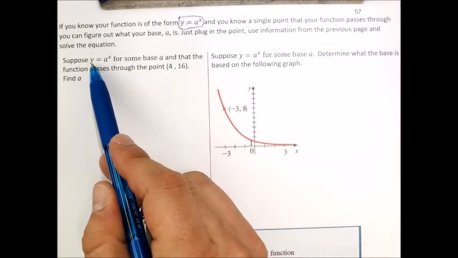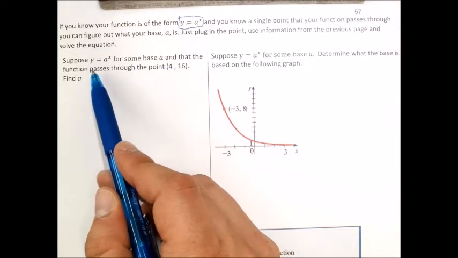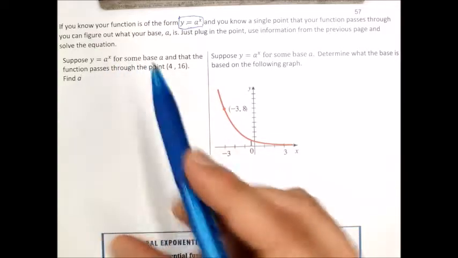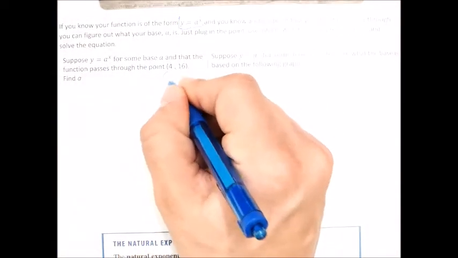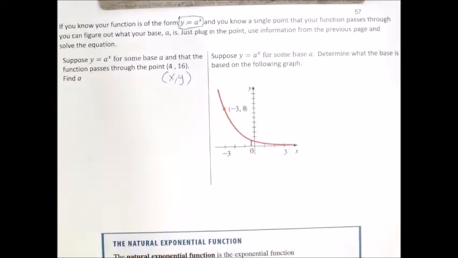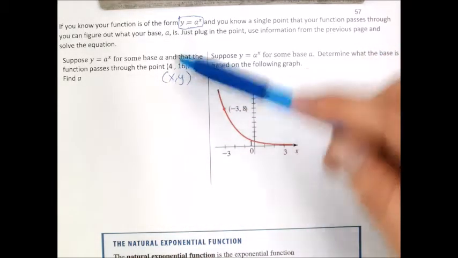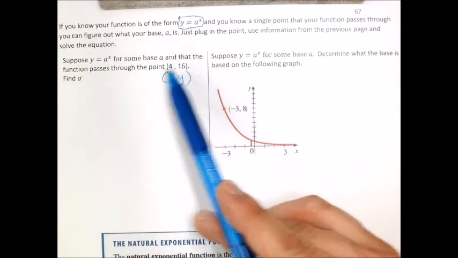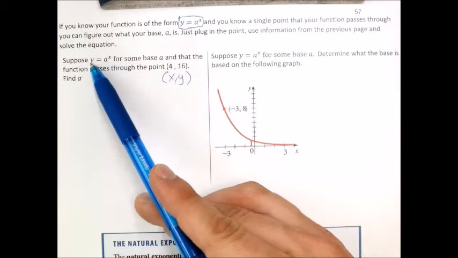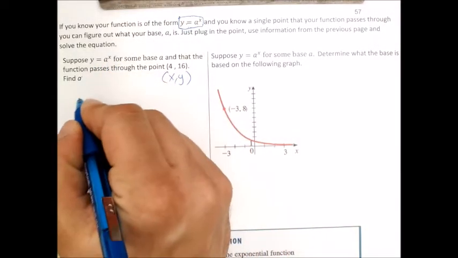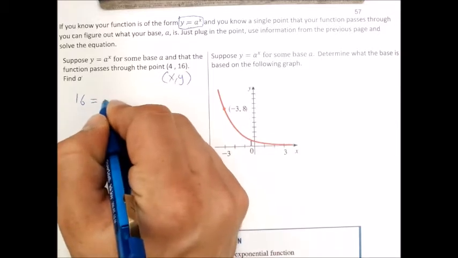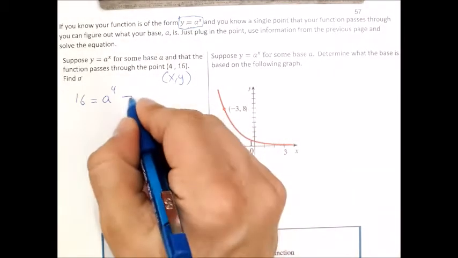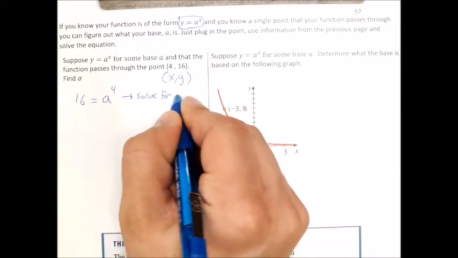Suppose y equals a to the x for some base a, and we know the function goes through the point 4, 16. Find a. So when it tells us 4, 16, that's telling us an x and a y value, right? And we have a y and an x in our function. So we can take this point and plug it into this general form and figure out what a is. So we can say 16 equals a to the 4th. And then we could solve for a, right?